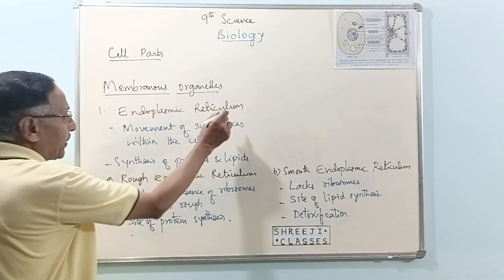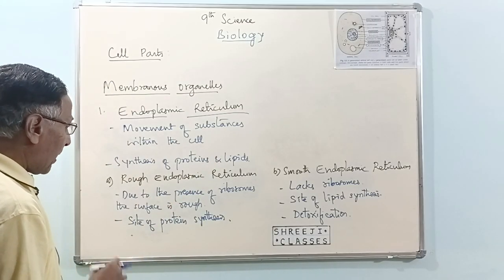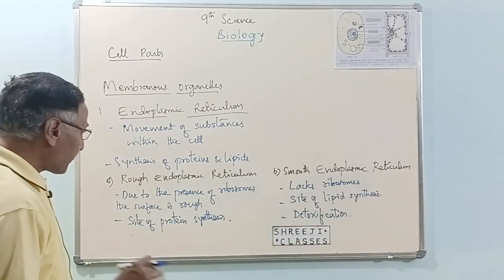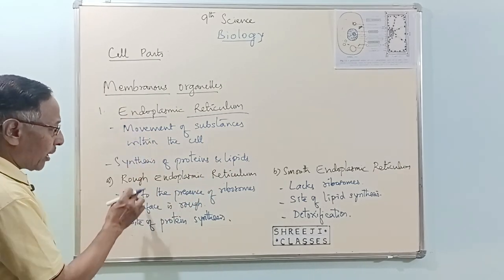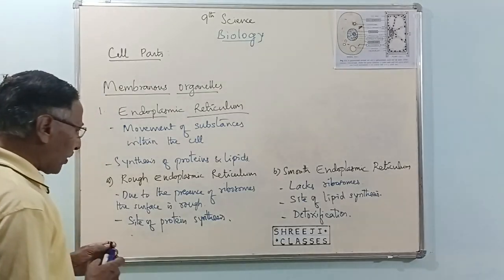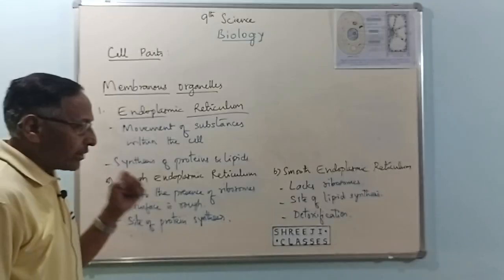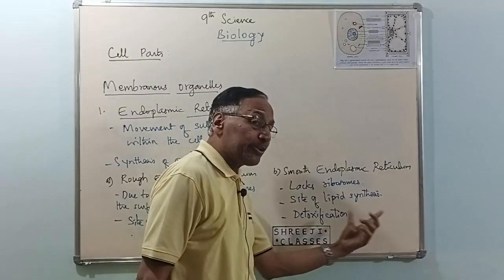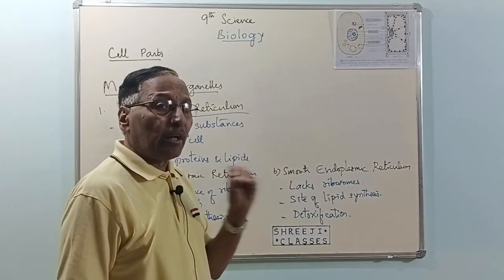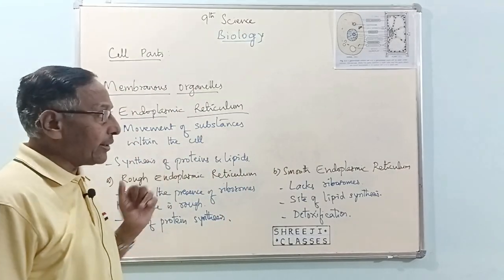So, endoplasmic reticulum, which is a membranous organelle, helps in movement of substances, synthesis of proteins and also supports the cell. There are two types, rough endoplasmic reticulum and smooth endoplasmic reticulum. Rough endoplasmic reticulum helps in protein synthesis because it contains ribosomes, whereas smooth endoplasmic reticulum helps in lipid synthesis. It lacks ribosomes, but it helps in removing all the toxic substances. This is all about the endoplasmic reticulum.